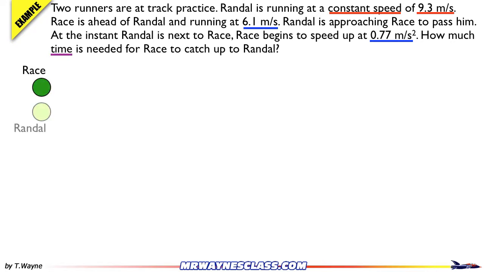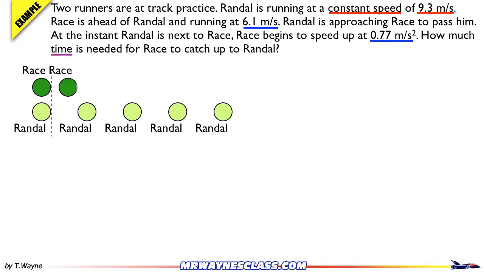So here's a little thing to help you visualize what's going on. They start off side by side, and Randal is moving at a constant velocity. Race was moving slower, now he's speeding up until he catches up to Randal. So at some point he's going to catch up and they're going to travel side by side. That means they're going to travel the same distance across the screen that I have here, and in the same amount of time. And that's going to be important for us.